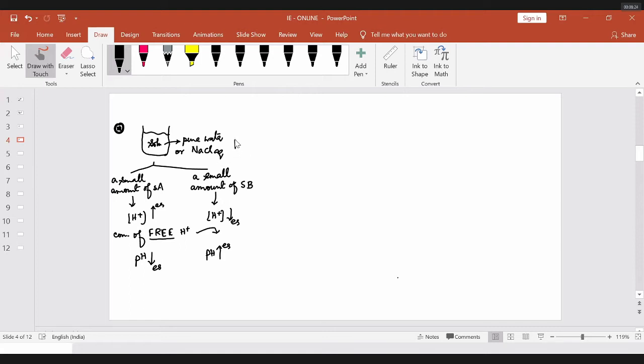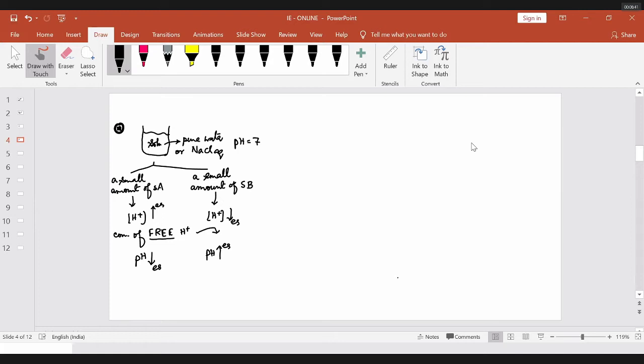What will be the pH? Definitely pH is equal to 7, because pure water is neutral and sodium chloride is of course a neutral system, because it is the salt of a strong acid and a strong base. Therefore, here we are having pH is equal to 7. Now, what happens? Rule number 1 came.